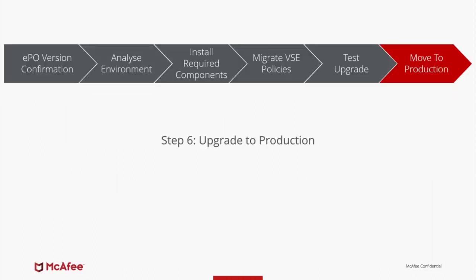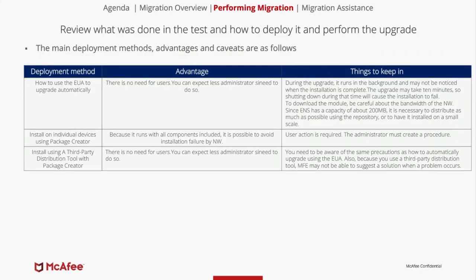Now we move on to the final phase in the migration workflow, moving to production. In this phase, we really just want to review what was performed during the testing portion of your migration and see if that's going to be applicable to the rest of your environment or if you need to make any other changes. The main deployment methods that you have available to you are using the Endpoint Upgrade Assistant to upgrade automatically. This is great because there's no need for user involvement. It's really just a set it and forget it type of thing.